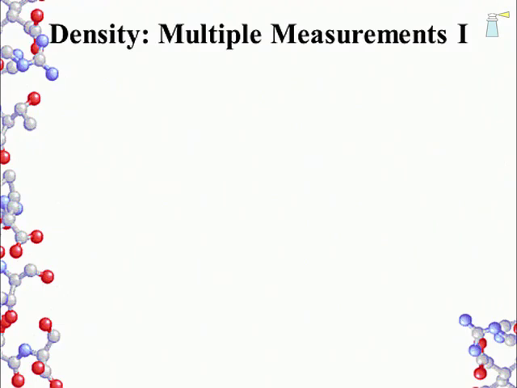Our next topic is finding a density using multiple measurements. We'll start by averaging.